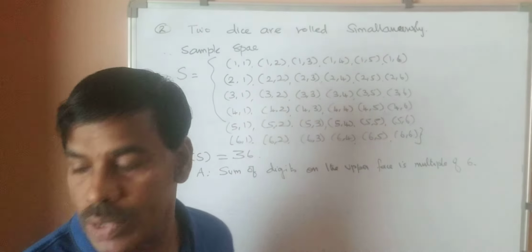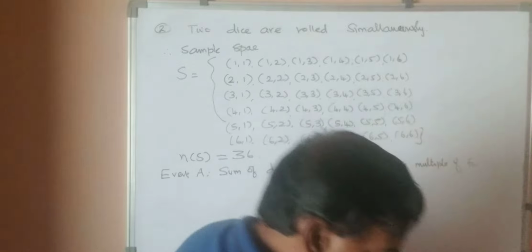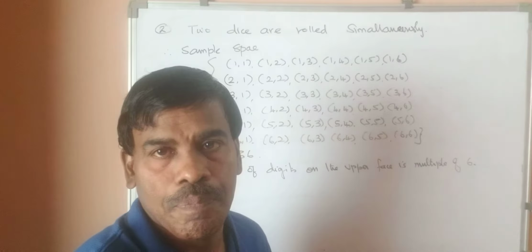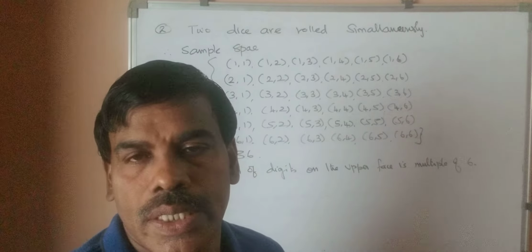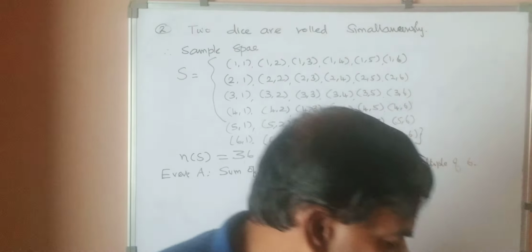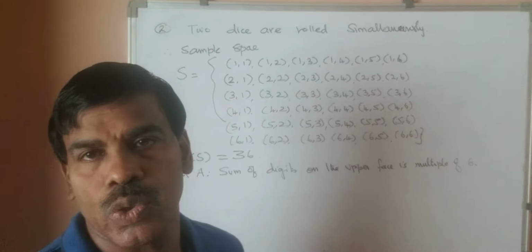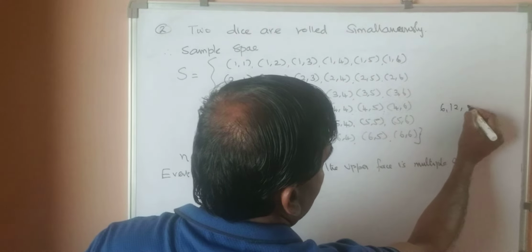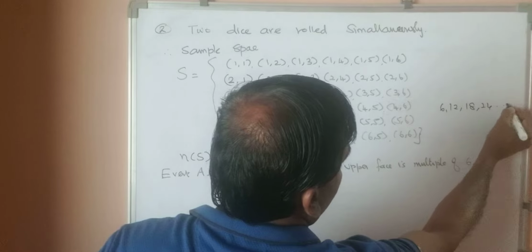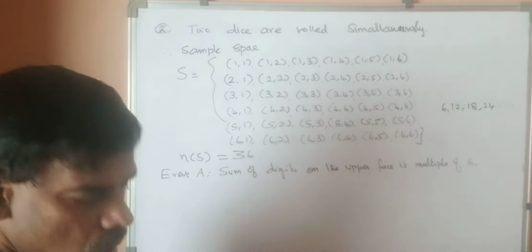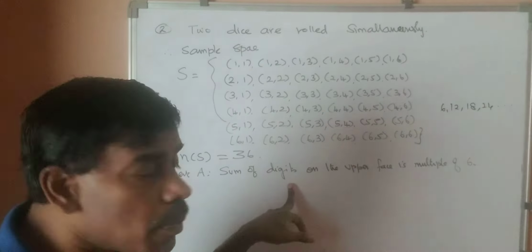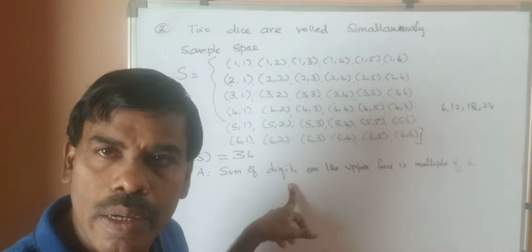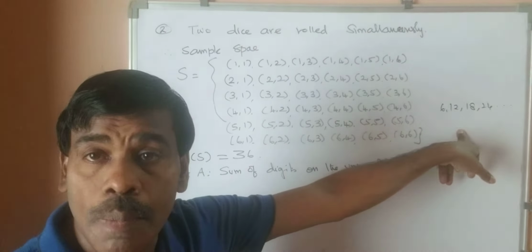Now you tell me, what is the meaning of multiple of 6? Multiple, that is table, 6 table. 6 ones are 6, 6 twos are 12, 6 threes are 18 and so on. That means multiple of 6 means 6, 12, 18, 24 and so on. Now, what they say, sum of the digits, you add and that should be a multiple of 6.